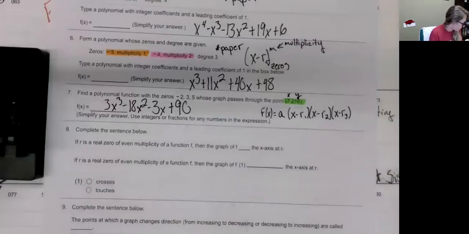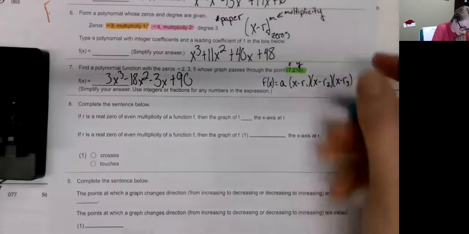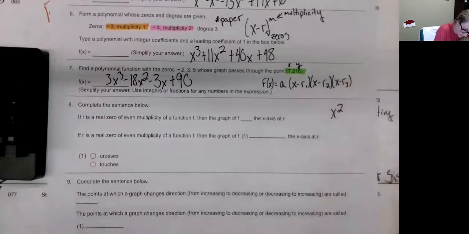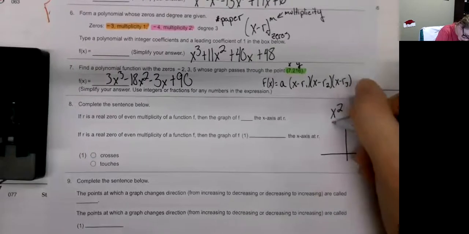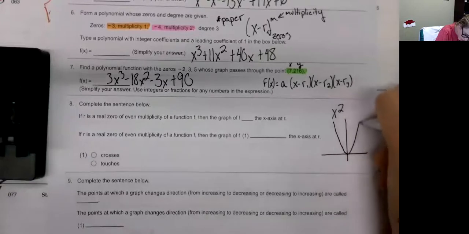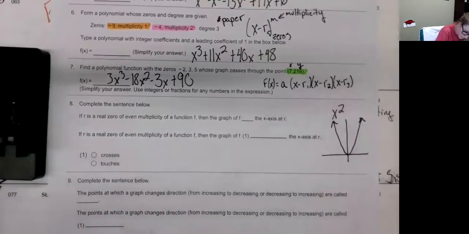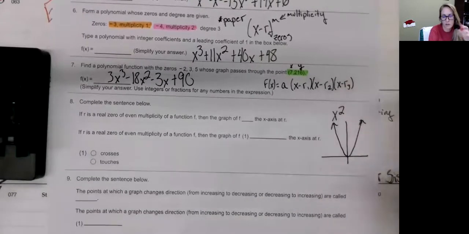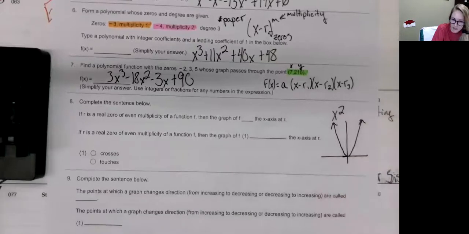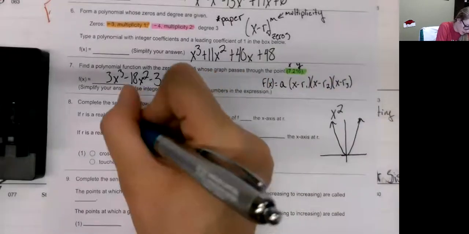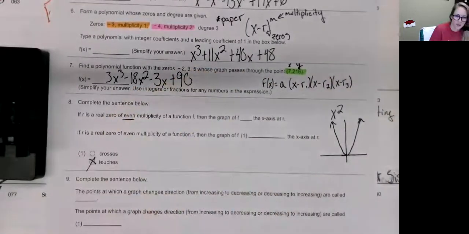So on this one, when you think of an even one, I want you to think like x squared. So you know, the graph of x squared is a parabola. And then x to the fourth would have been a steeper one. But it's just touching that x-axis. So even ones just touch the x-axis.